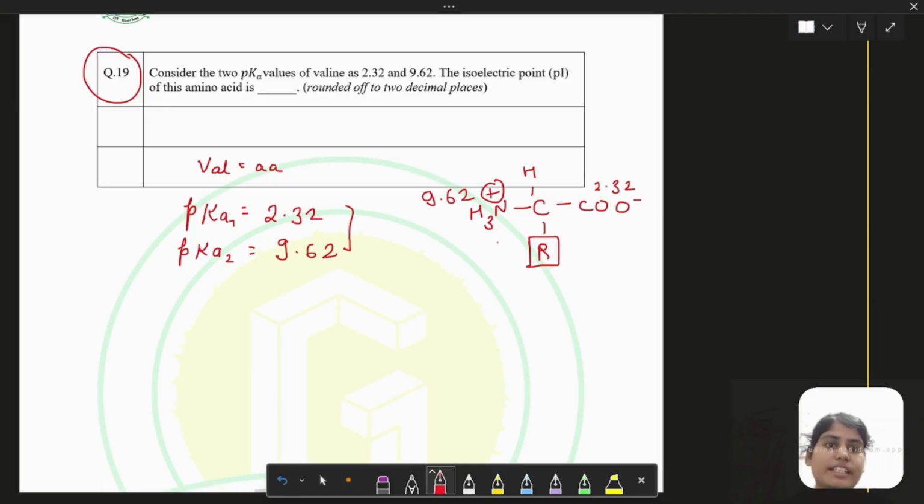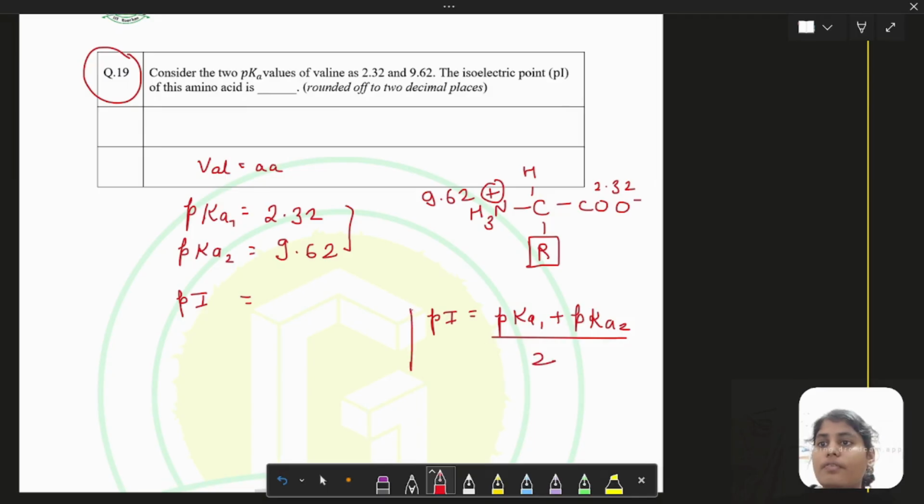So these are the two pKa values, and we have to find the pI. There is a formula to calculate the pI value: pKa1 plus pKa2 upon 2. This is the formula for finding the pI value.